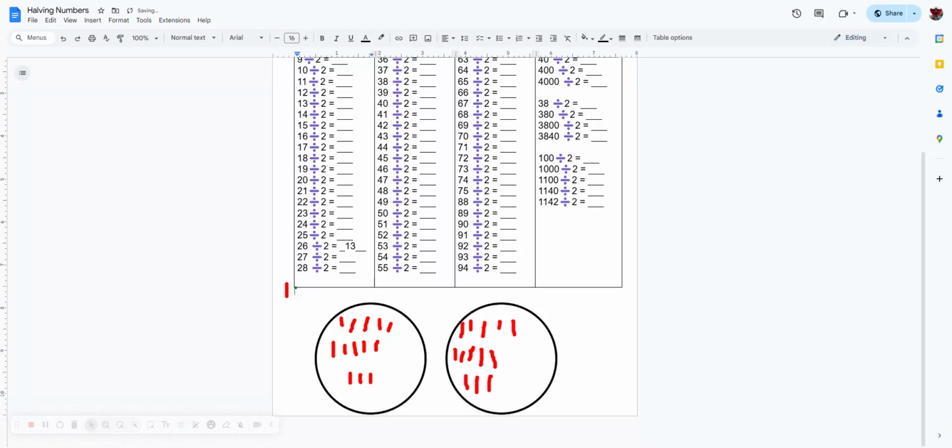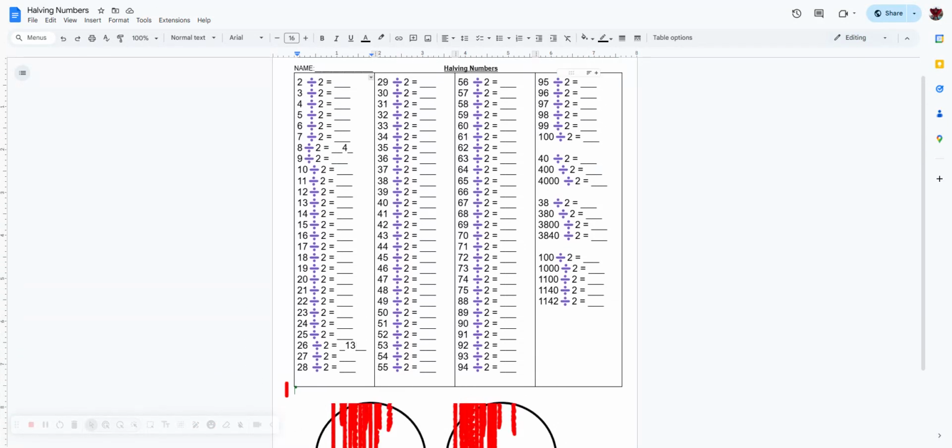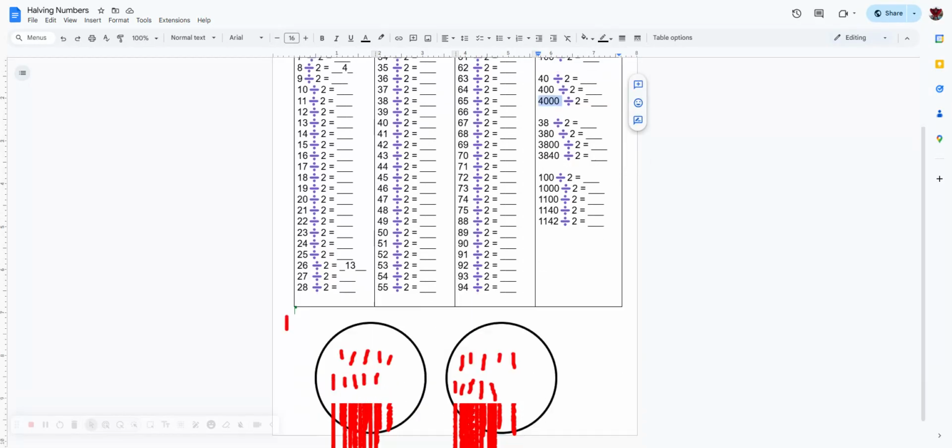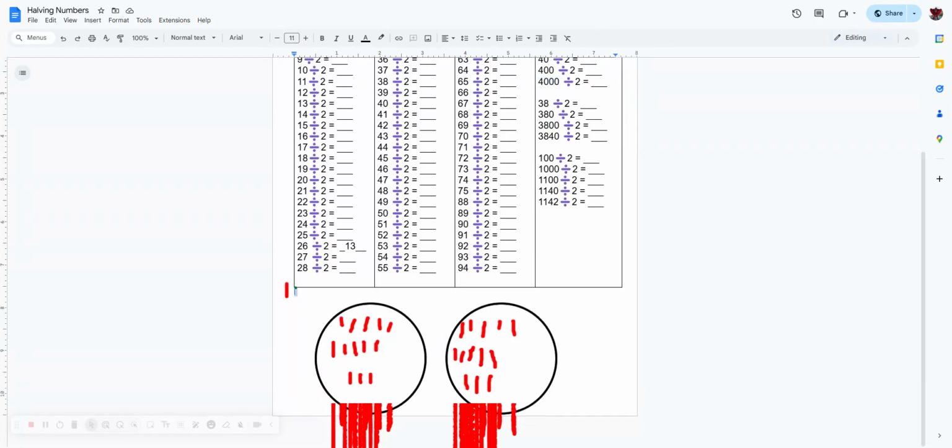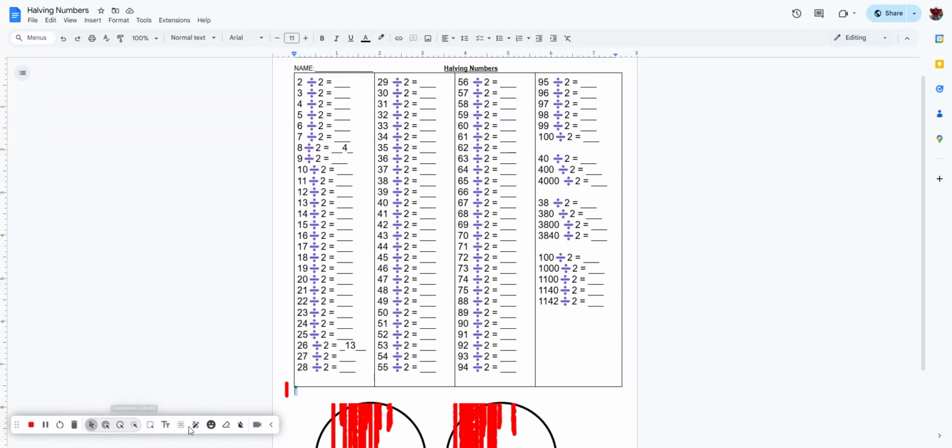Boom, just like that. Now, you'll notice, though, in this very last column over here, the pattern kind of breaks because we went from 2 all the way up to 100. Those were our dividends. But now we've kind of got weird groups here. Okay, and notice some of the dividends are ridiculously big. Do I expect you to put 4,000 counters in 2 circles? Absolutely not. Nope. We don't have that many counters, and we don't have that much time. So we're not going to do that.